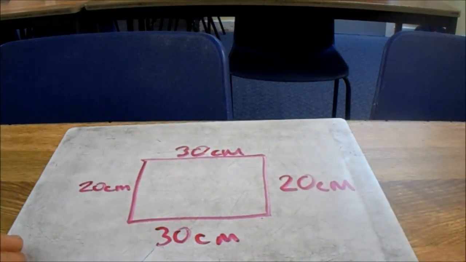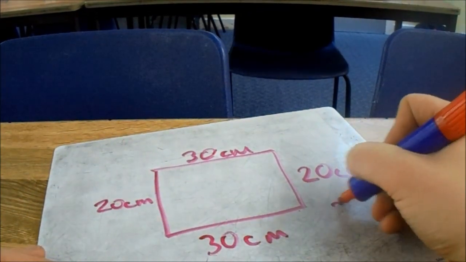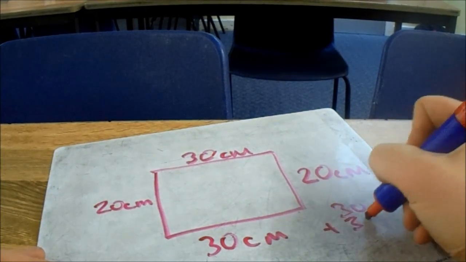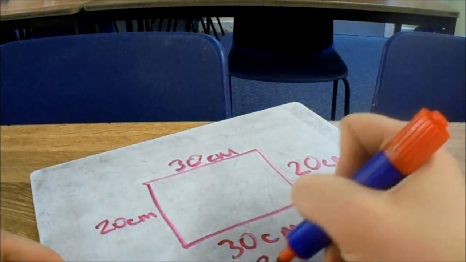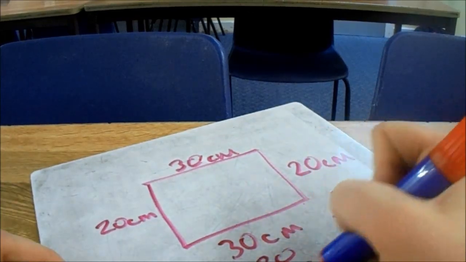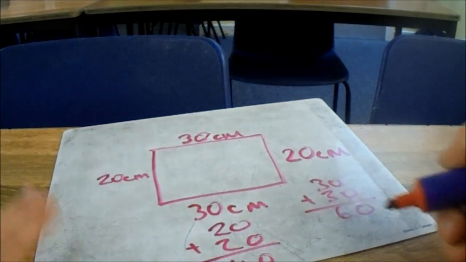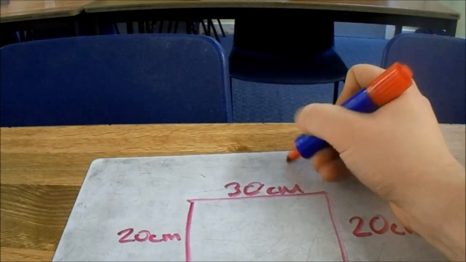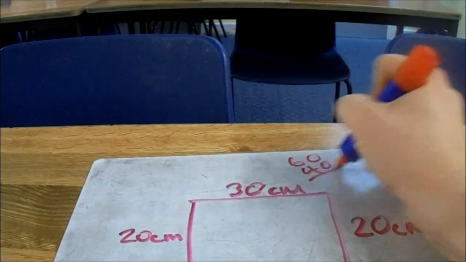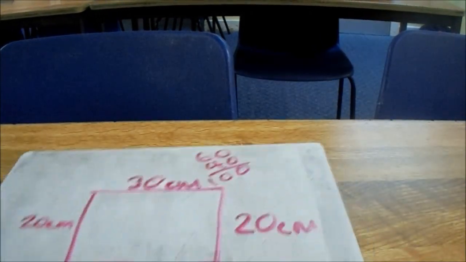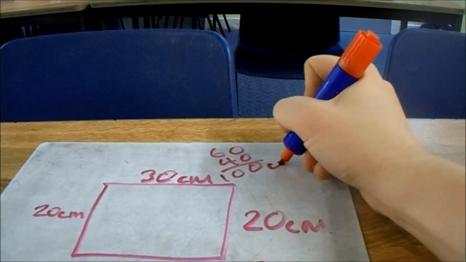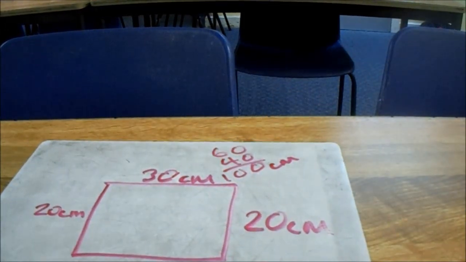What we then need to do is work out what the perimeter will be when we add them all up together. 30 add 30 gives me an answer of 60. 20 add 20 gives me an answer of 40. And when I add 60 and 40 together, it gives me an answer of 100. Nice easy one for us to start off with. Okay? 100 centimetres. Don't forget the units, just like I did then.